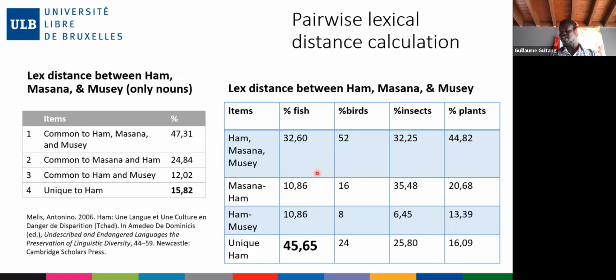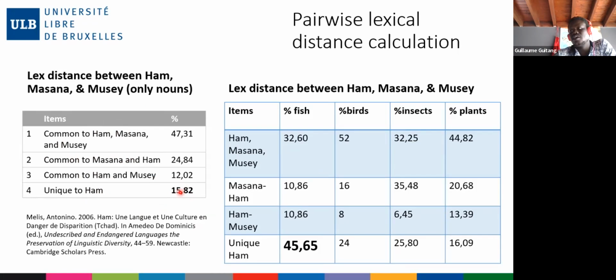I just want you to look at the pairwise lexical distance calculation between Ham, Masana, and Musey. So if you take nouns only in these languages, you can see here that Ham has only 15% of unique vocabulary for the nouns in general. But if you zoom in into specific categories, you begin to see that in the vocabulary for fish species, Ham has 45% of unique vocabulary compared to Masana and Musey.